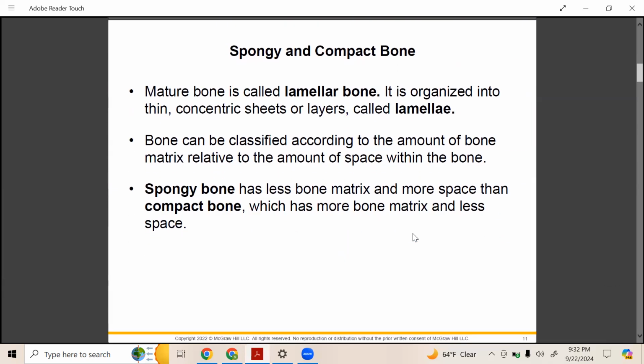All right, we have two types of bone, spongy bone and compact bone. Our mature bone is called lamellar bone because it's organized into these sheets or layers known as lamellae. The difference between spongy and compact is more or less how much space is between the bone and its matrix. In our spongy bone, not a whole lot of matrix yet, more space. In our compact bone, there's minimal matrix, and it's pretty much all bone. So there's really not much space. Spongy has space, kind of looks like a sponge. It's got those gaps, and then compact, it's all the way packed tight.